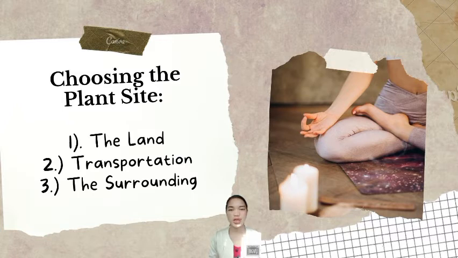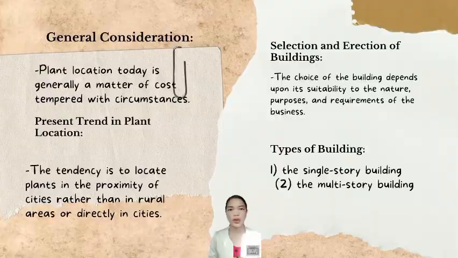Second, transportation. The other factor, second in importance, is transportation, whether the site is readily accessible to rail, motor, water, or air transportation as may be required. Could the employees, for instance, reach the place with or without transportation of their town?